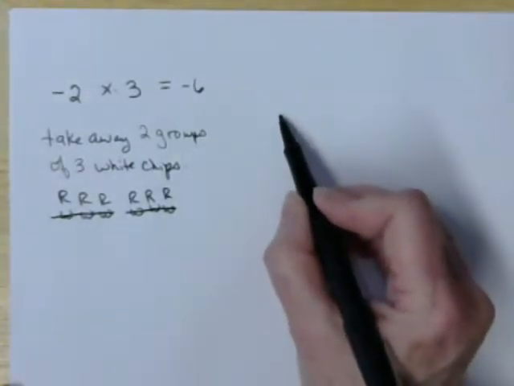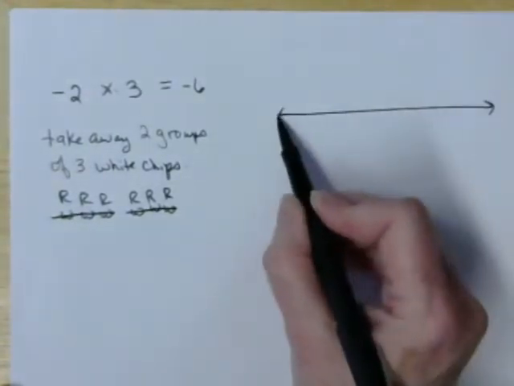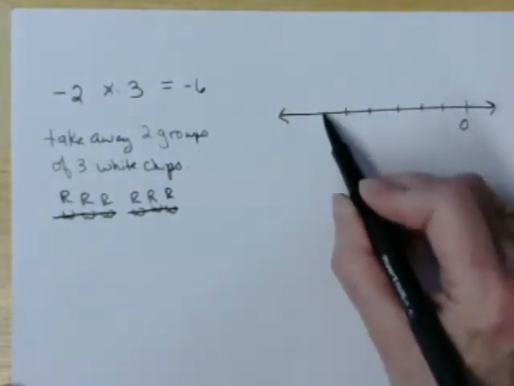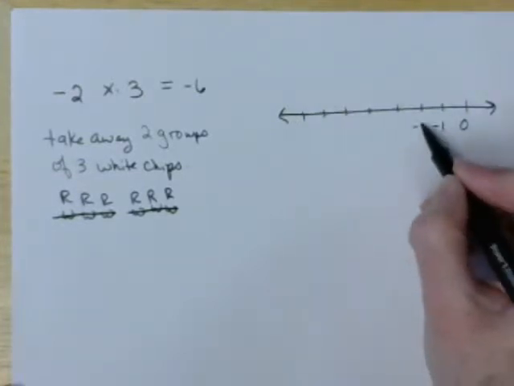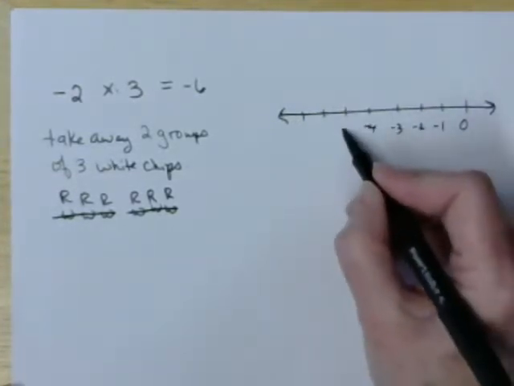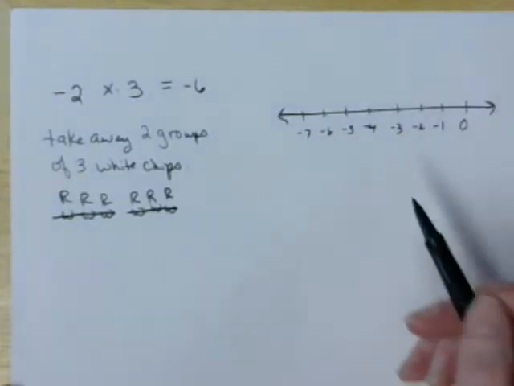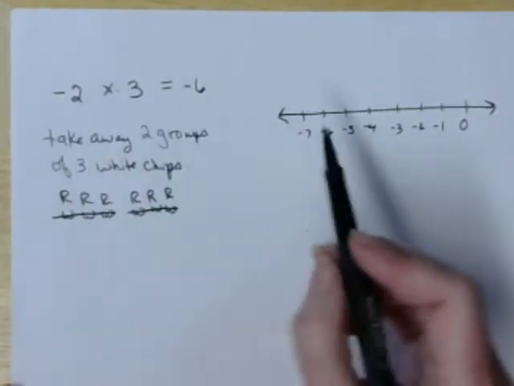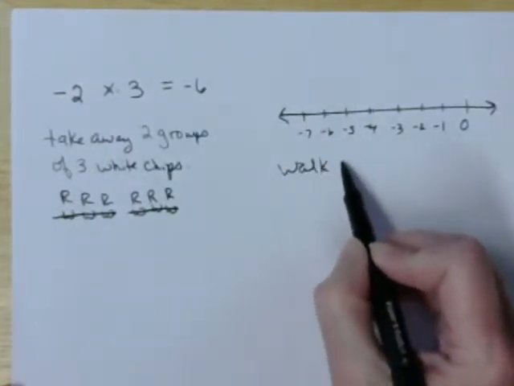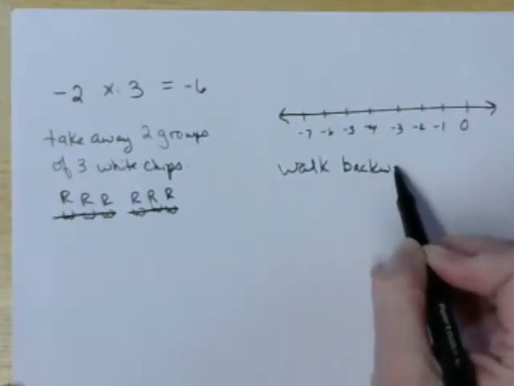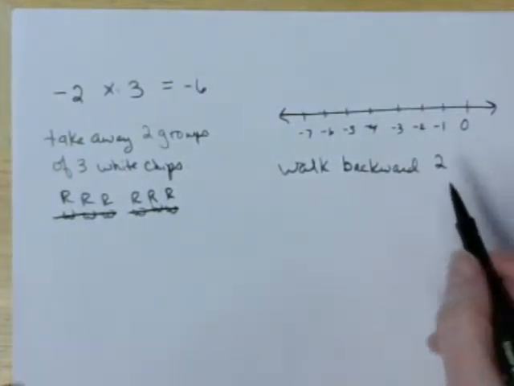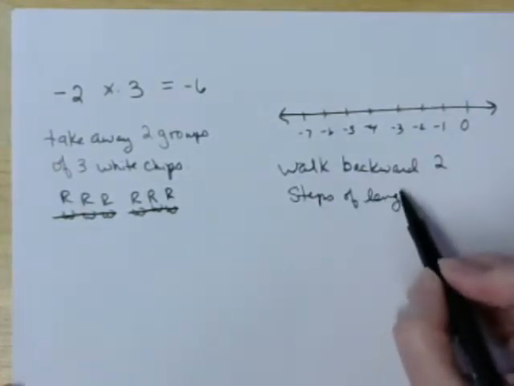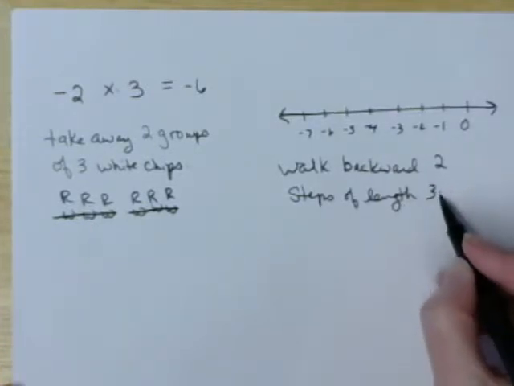How does that translate over here to a number line model? Well, take a minute here to draw a nice number line. And now what we're going to do is, instead of walking forward, we're going to walk backwards. So we're going to walk backward 2 steps of length 3. The second factor tells us the length of the step, length 3 units.